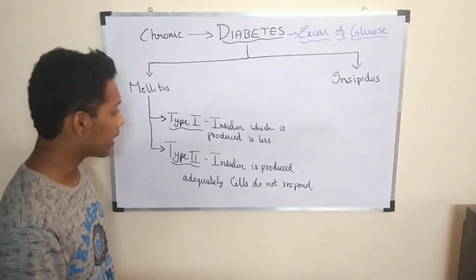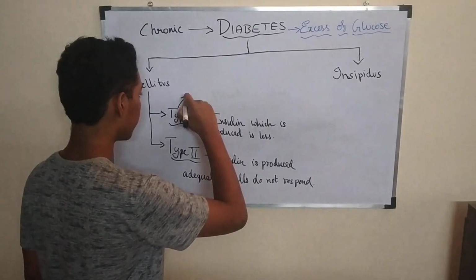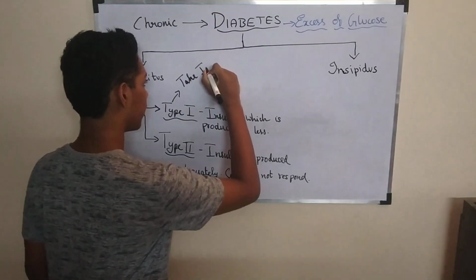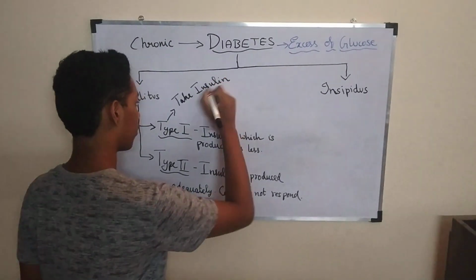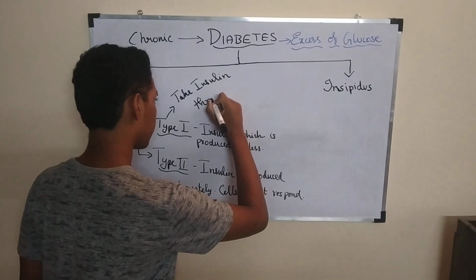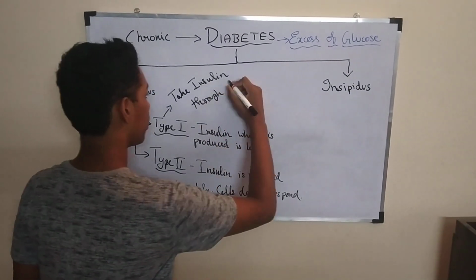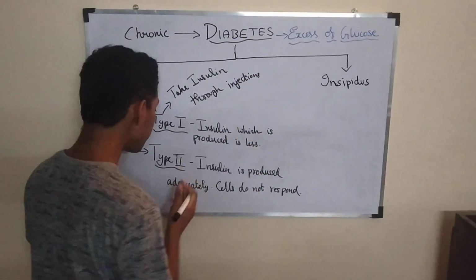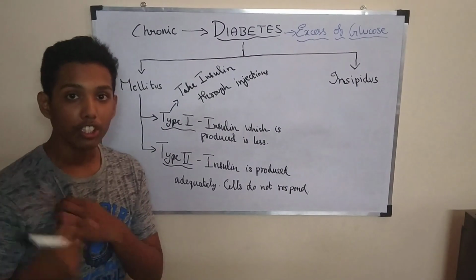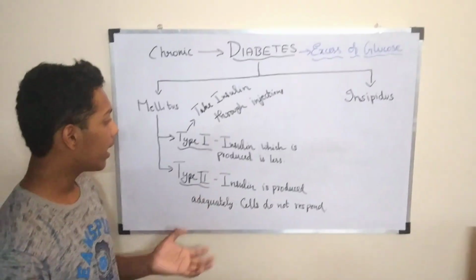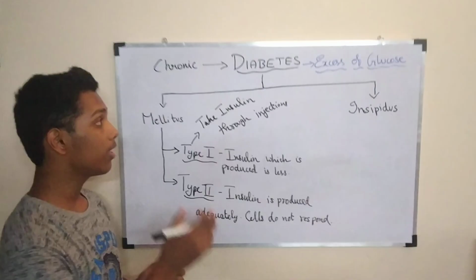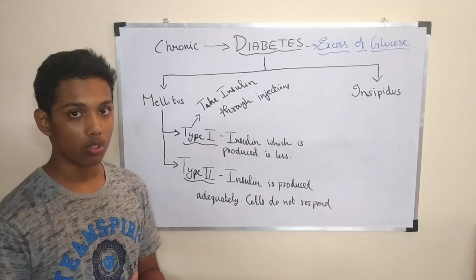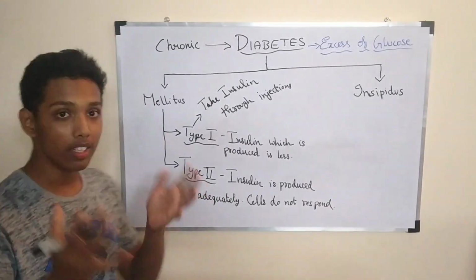So these people, type 1 cases, take insulin through injections, right? For type 2 cases you can't do much, but type 1 people continuously take insulin through injections, so that the insulin quantity would be more, and there would be more conversion of glucose to glycogen. So there wouldn't be an excess of glucose, thus diabetes can be prevented.